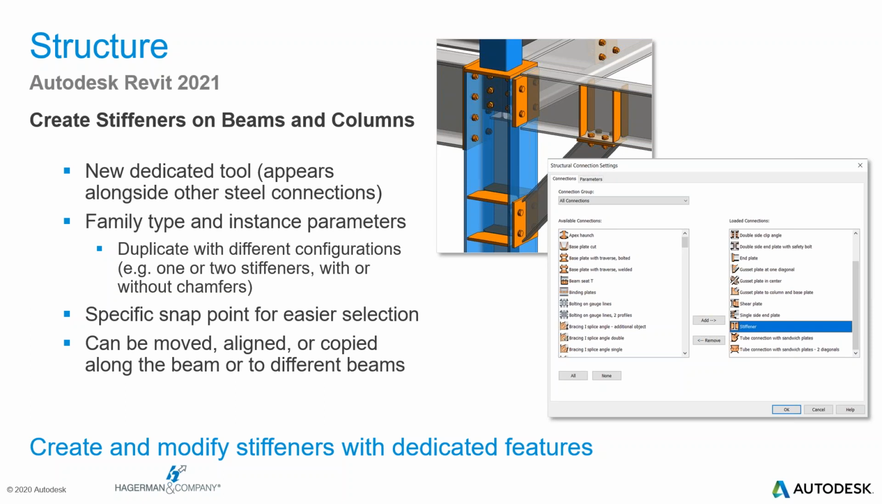Like all Revit families, stiffeners have types. This means you can create a library of stiffeners. Stiffeners can be moved or copied to a different location along the same beam or to a different one. This new dedicated tool will help you efficiently add stiffeners and create more accurate steel design models.